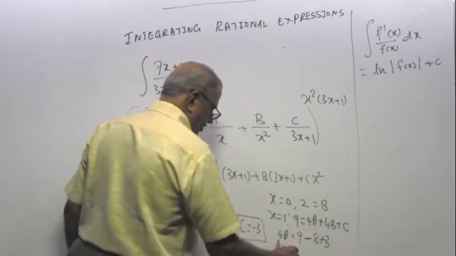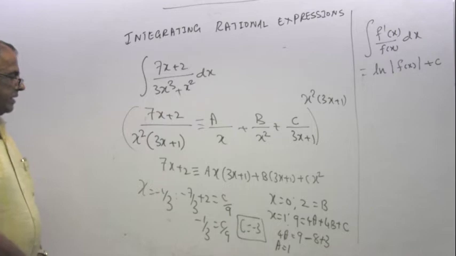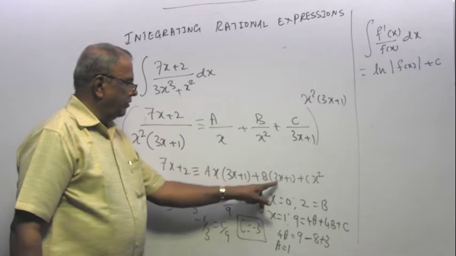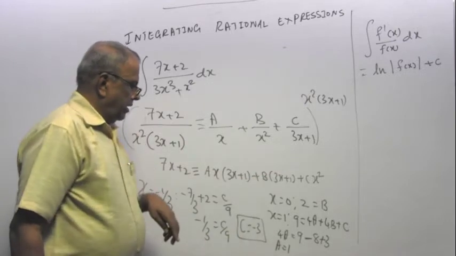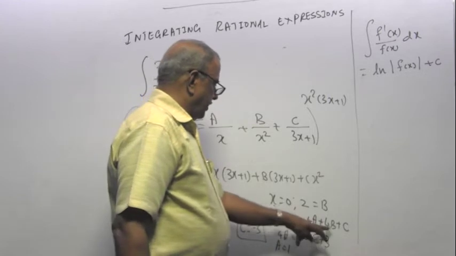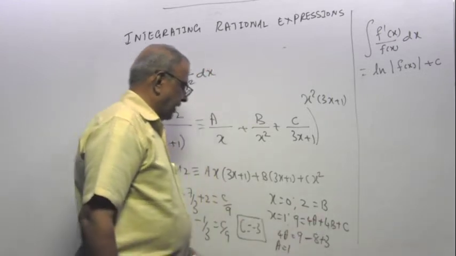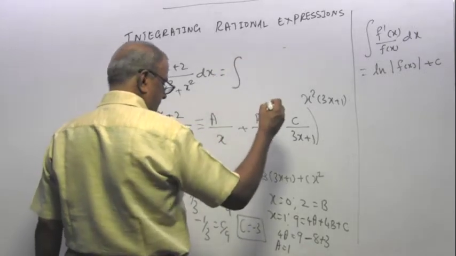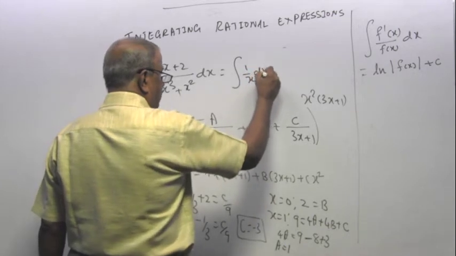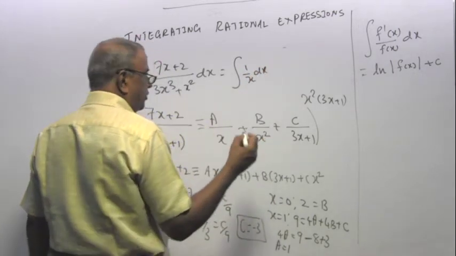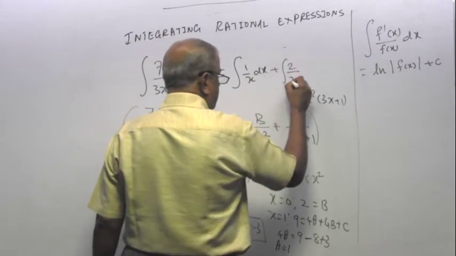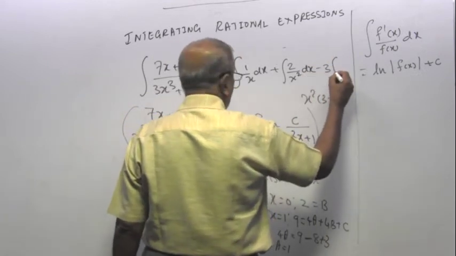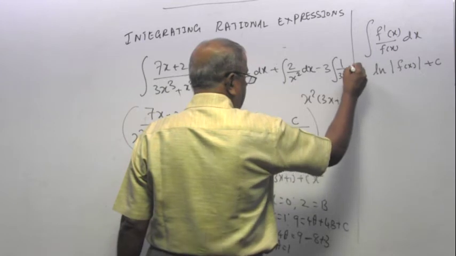So a is 1. Am I correct? x is 1, 9, 3 plus 1, 4, 4a, 4b, c. So 4a equal to 9, minus 4b is 8, so minus 8, minus c is plus 3. Also a is 1. So it becomes integral a is 1, 1 over x dx, split into 3 integrals: b is 2, plus integral 2 over x squared dx, minus 3 integral 1 over 3x plus 1 dx.